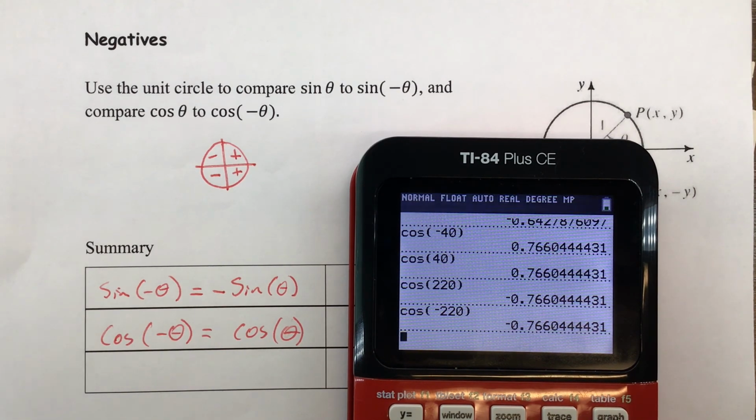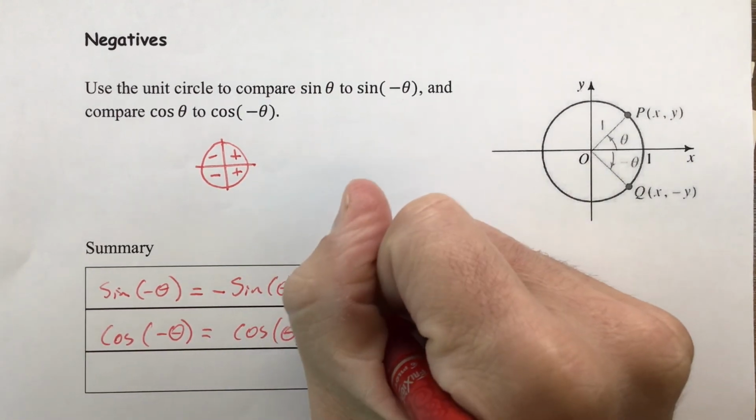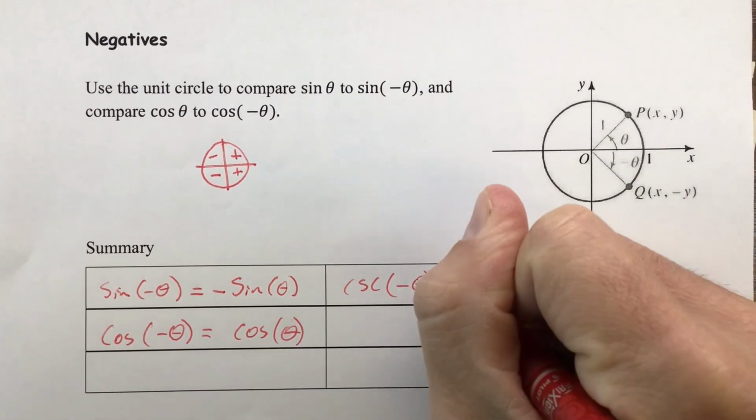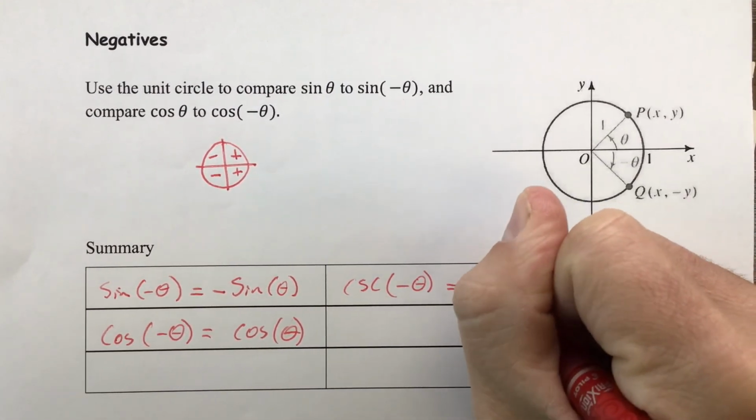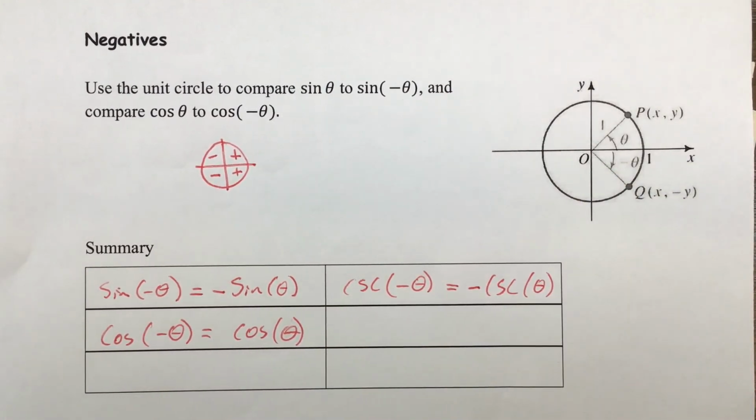All right, so let's start thinking about the other trig functions. The reciprocal to sine is cosecant. Being a reciprocal of each other has nothing to do with positive or negative. So the same rule should apply here for the cosecant. The cosecant of negative theta is going to be equal to the opposite of the cosecant of positive theta.